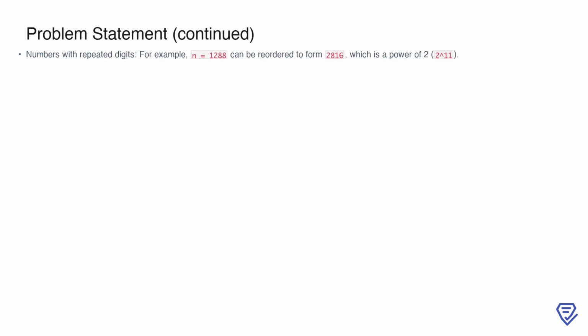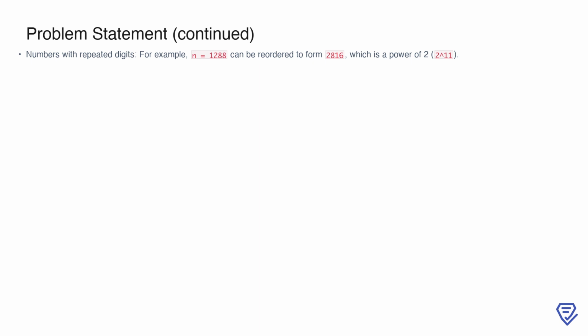We should also consider cases where the input number has repeated digits. For example, if n is 1288, it can be reordered to form 2816, which is a power of 2, specifically 2^11 equals 2048. This highlights the importance of handling repeated digits correctly. To further test the solution, edge cases such as single-digit numbers and large inputs close to 10 to the power of 9 must also be considered.